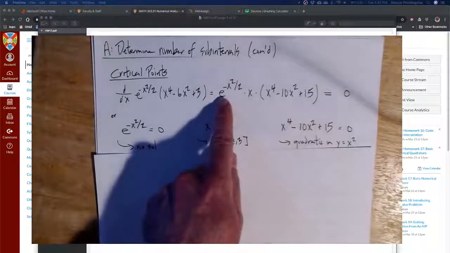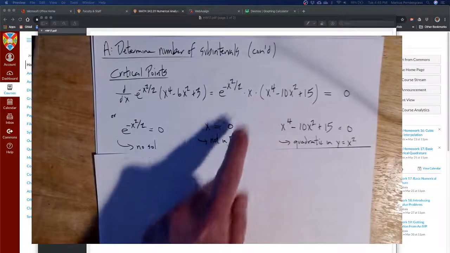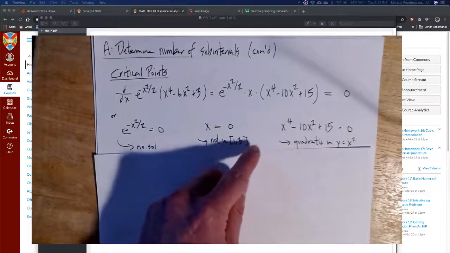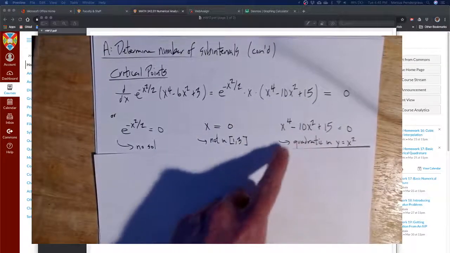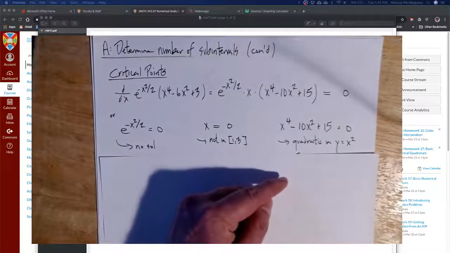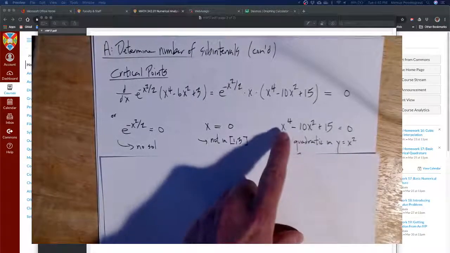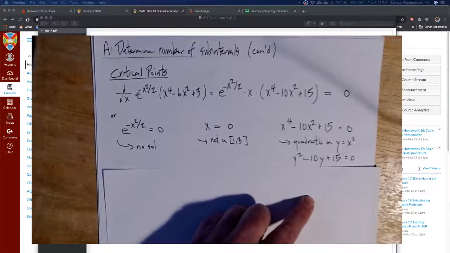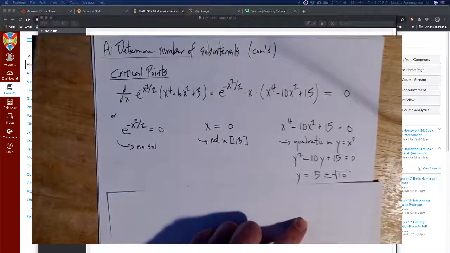E to the minus x squared over 2 is never 0. I could make this derivative 0 by making x equal 0, but x equals 0 is not in the interval from 1 to 3, so it's irrelevant for this problem. The other possibility is that this quartic could be 0. So I set that up. Usually solving quartics is difficult, but in this case, this is actually quadratic in x squared. In other words, if you let y equal x squared here and write the equation in y, you get a quadratic, which you can solve using the quadratic formula, and I've just done that real quick here.